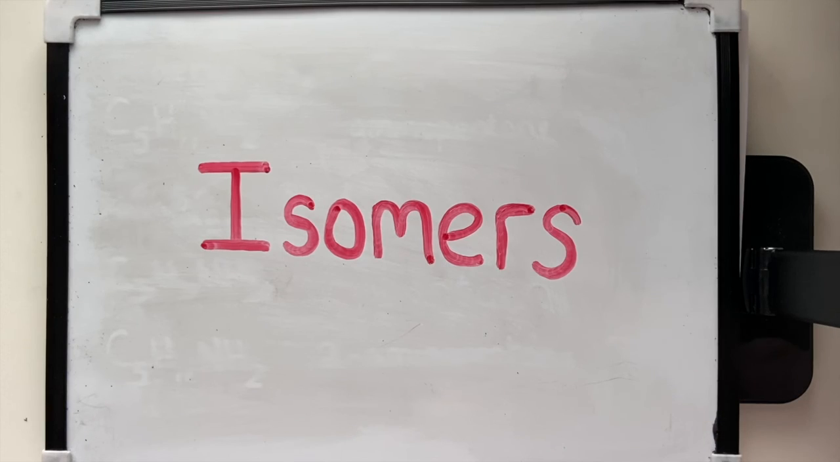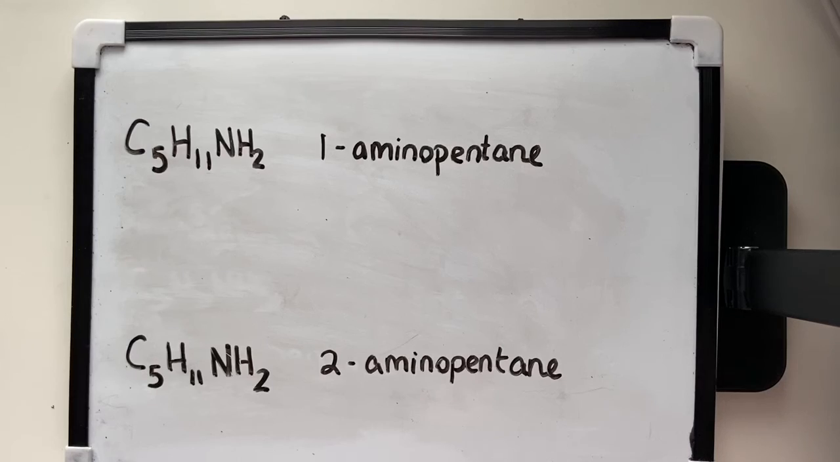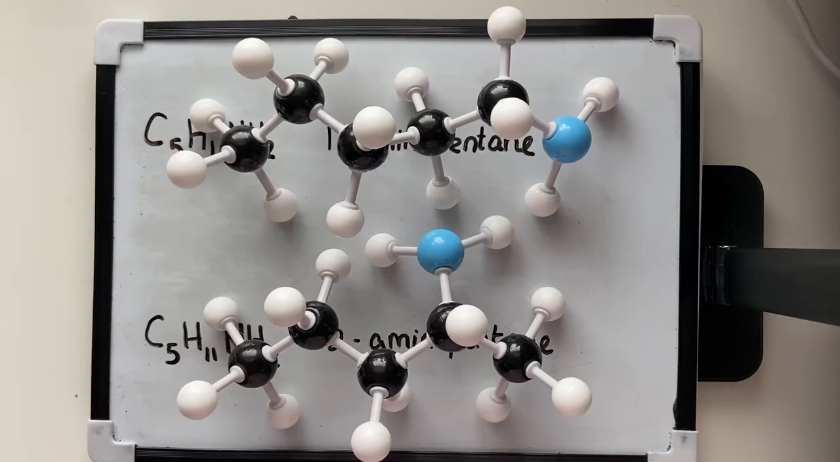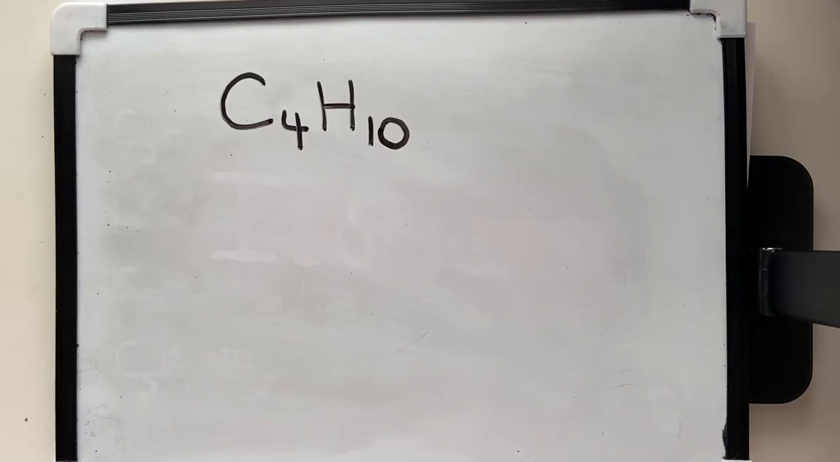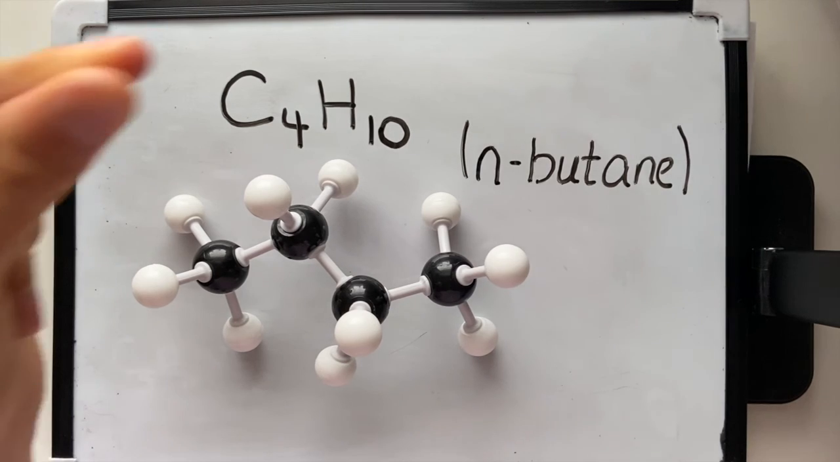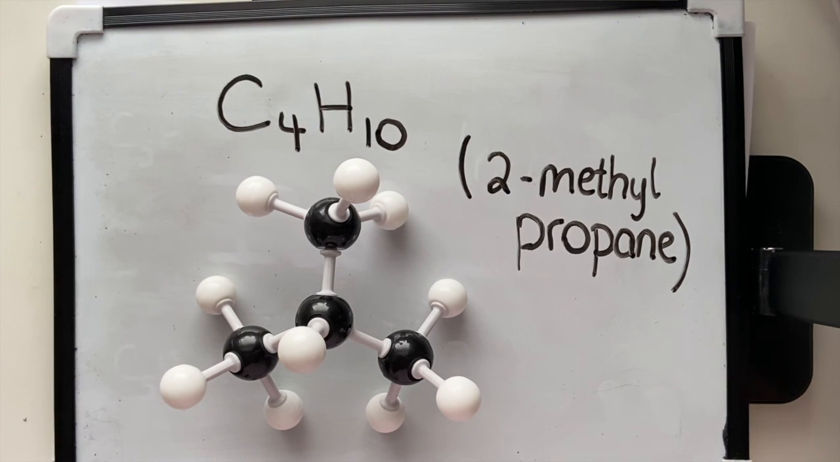When you compare the chemical formulae for 2-aminopentane and 1-aminopentane, you see that they are the same. These compounds are called isomers. They have the same chemical formula, but different chemical structures. Isomerism is an important concept to understand. To give you another example, let's take C4H10. At first you may think this is a straight-chain butane molecule. However, we can also have branched hydrocarbons, for example 2-methylpropane.